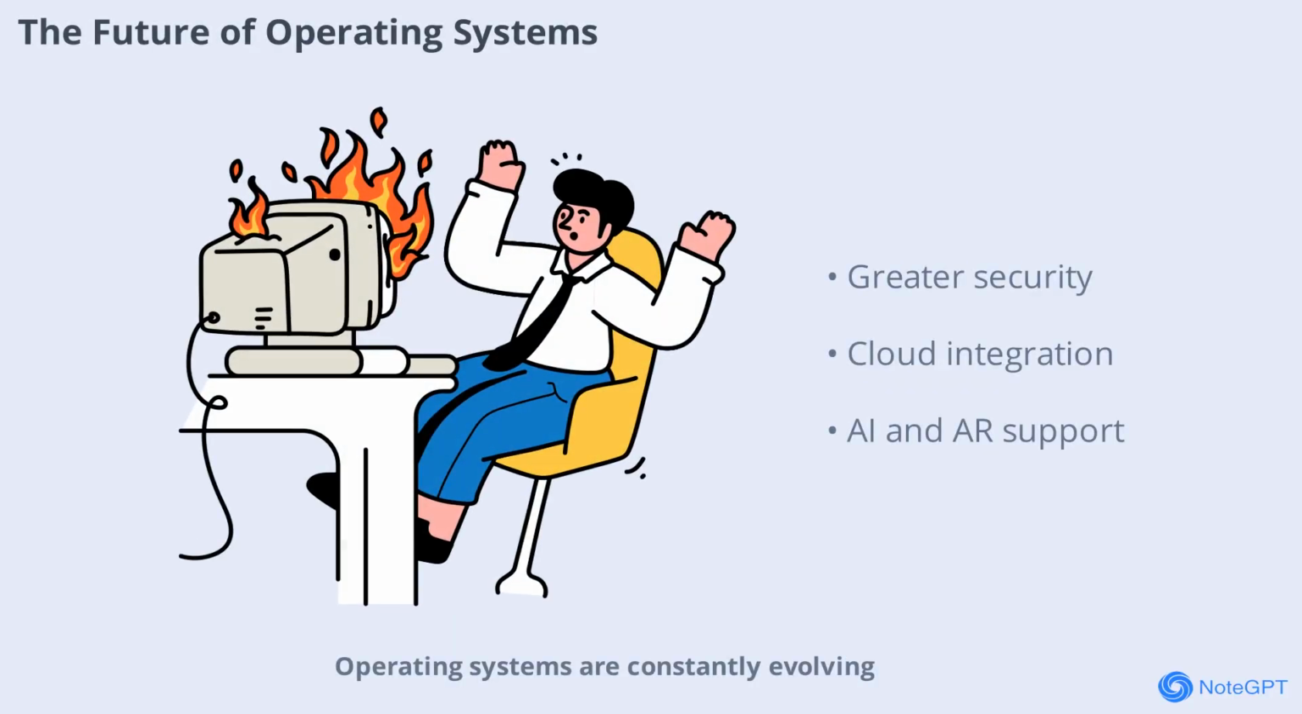Operating systems are constantly evolving to meet new challenges and opportunities. Future OSs will likely focus on greater security, cloud integration, and support for emerging technologies like artificial intelligence and augmented reality. As devices become smarter and more connected, the OS will play an even bigger role in our daily lives.